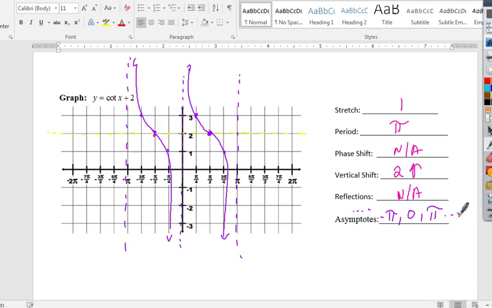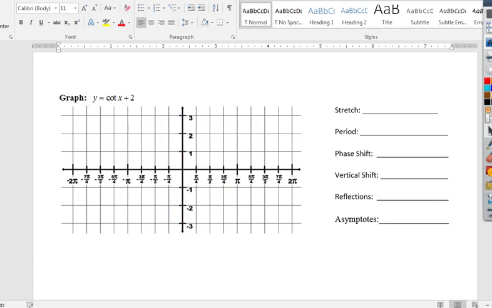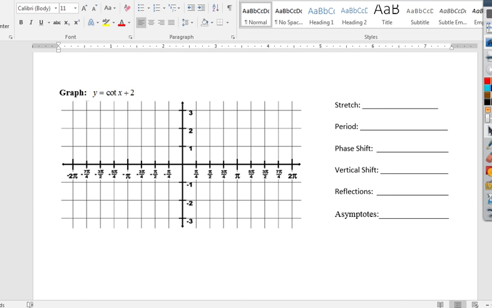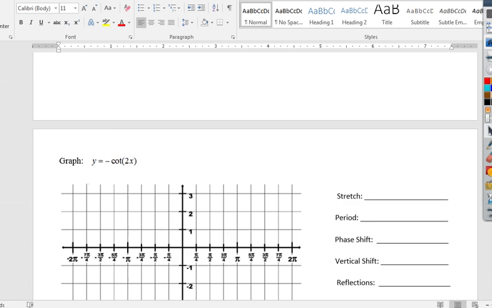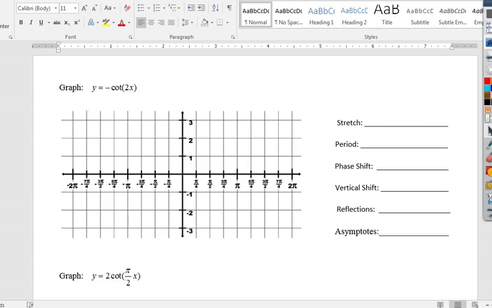Alright guys, turn your pages over. We're going to be looking at, this time, y is equal to negative the cotangent of 2x. Alright, so filling out our piece over here first, there is still a stretch of 1. Again, the negative is never listed with the stretch. There has been a period change because we're looking at a coefficient in front of the x.